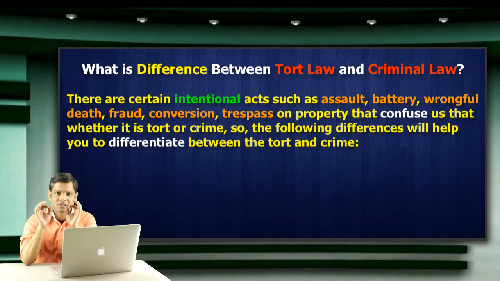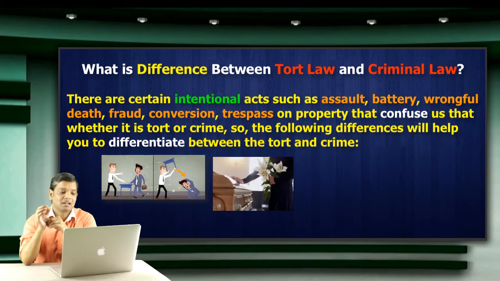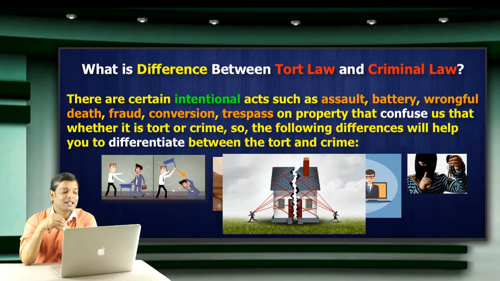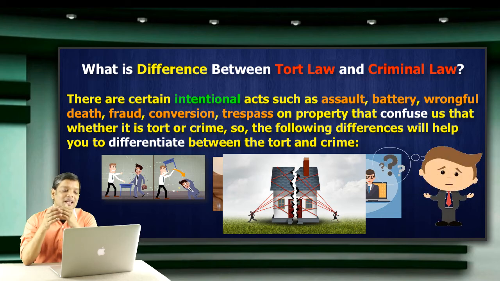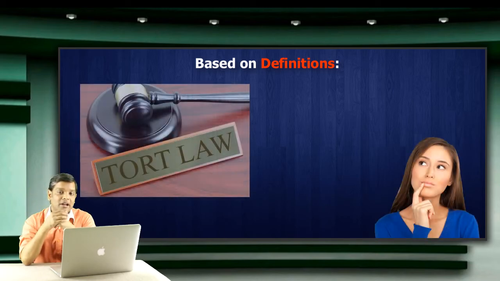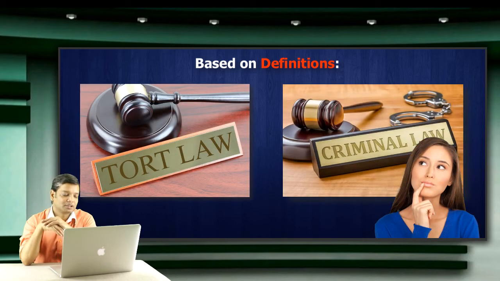There are certain intentional acts such as assault, battery, wrongful death, fraud, conversion, and trespass on property that confuse us as to whether it is tort or crime, as we have discussed. So the following differences will help you to differentiate between tort and crime. First, primarily we will check based on the definition: what is the definition of tort law and what is the definition of criminal law.